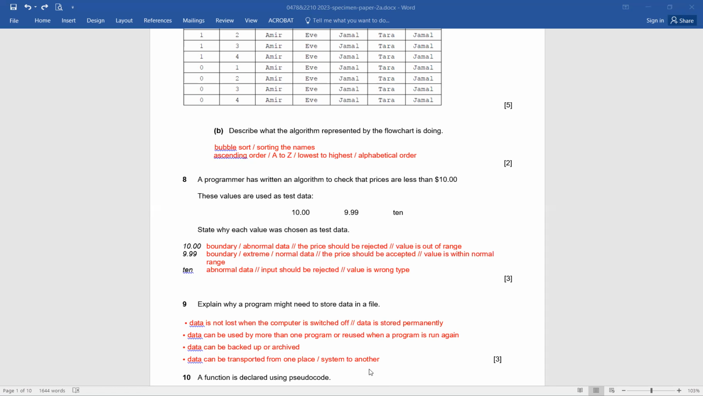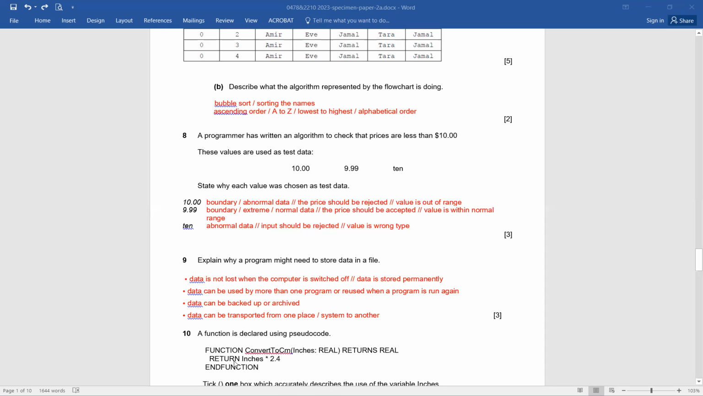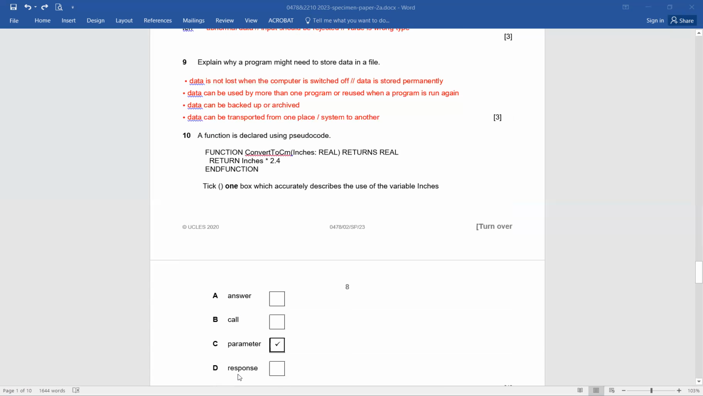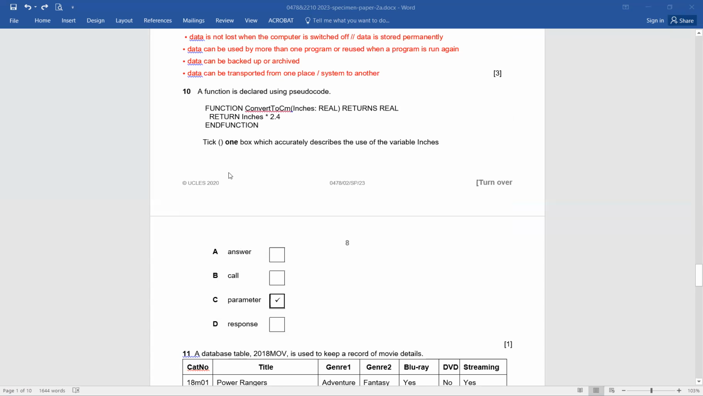Clear? Okay, that's wonderful. A function is declared using pseudocode. Now this is the function. Function convert to CM, inches real, returns real. Return inches into 2.4. End function. Now this is basically your whole thing, and you are asked to tick one box that is the right option, which accurately describes the use of the variable inches.